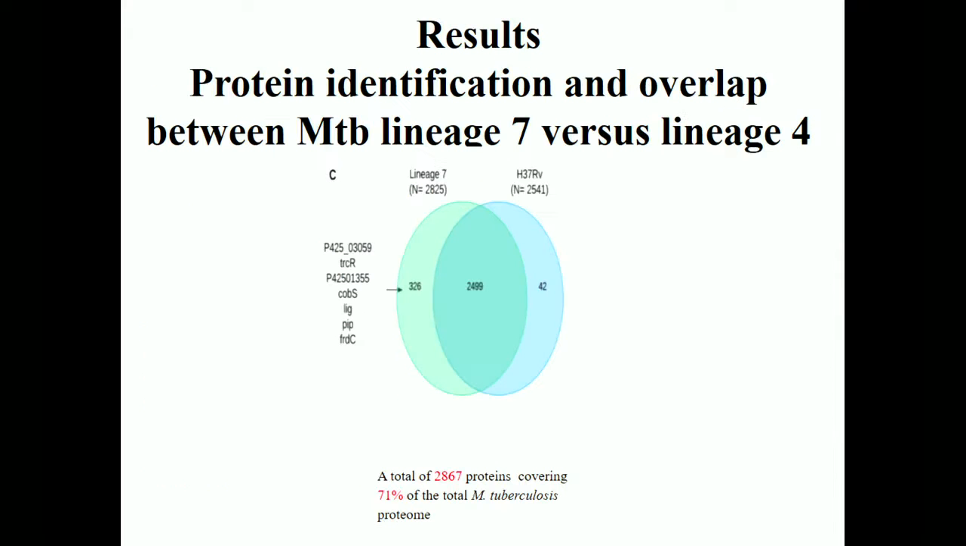So what did we find? This Venn diagram shows the protein overlap and the total proteins identified. In total, we identified around 2,867 proteins, covering 71% of the total proteome of MTB, which in fact is higher compared to several studies conducted so far.